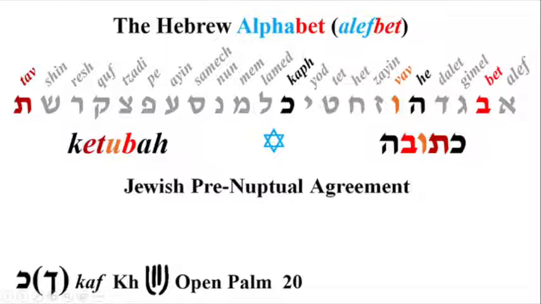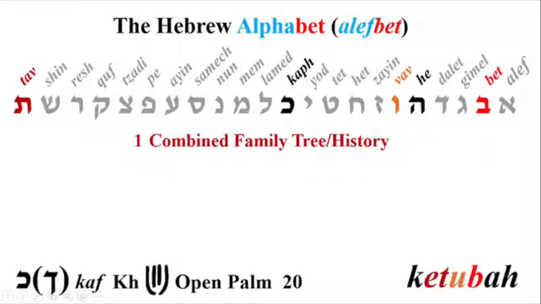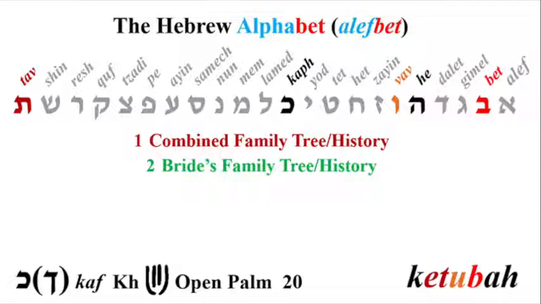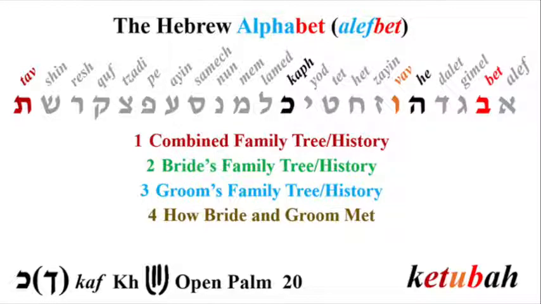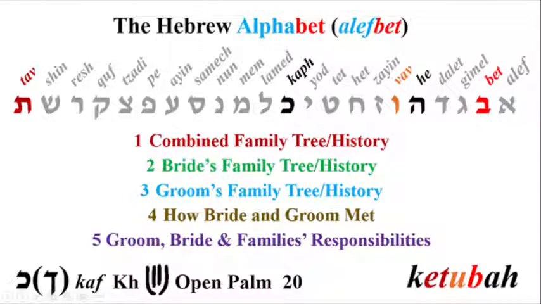The first part is the combined family tree, family history. The second part is the bride's family tree. The third part is the groom's family tree. The fourth part is how the bride and groom met. And the fifth part is the groom and bride's and families' responsibilities in this marriage. Okay, as we said, everybody gets together and writes a ketubah before you get married.